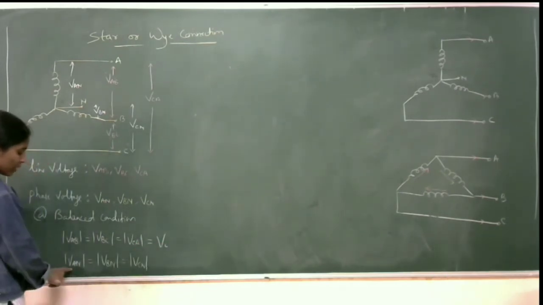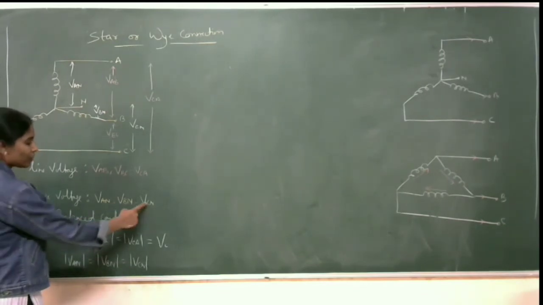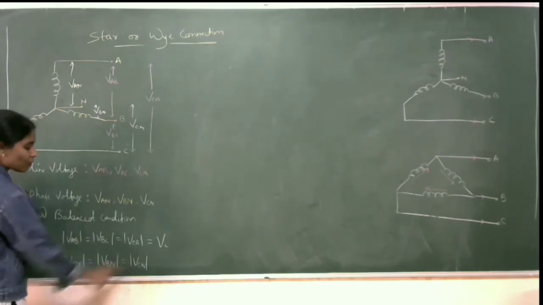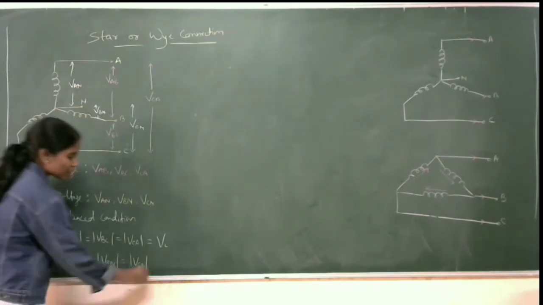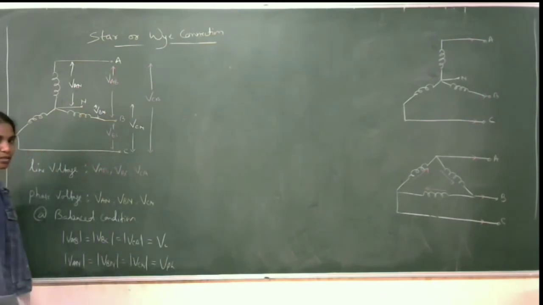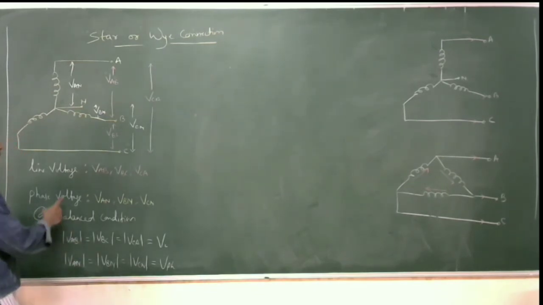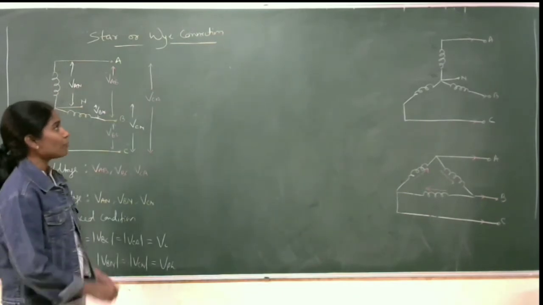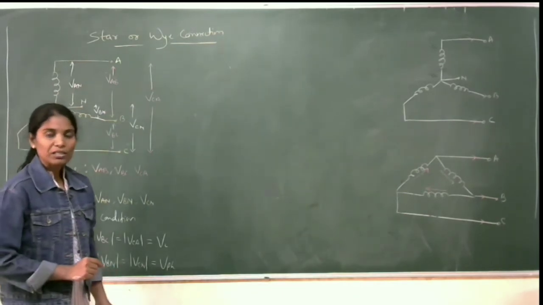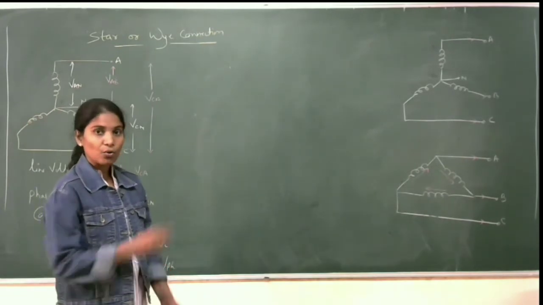Similarly, these are my phase values, that is VAN, VBN, and VCN. The magnitudes of these three voltages should also be equal in balance condition, and this represents the phase values. So I am representing it as VPH, that is the phase voltage of this system. Now I have told you what the line voltage and the phase voltage are. First we are going to get the relation between line voltage and phase voltage for star connection. Let's see how to go about that relation.